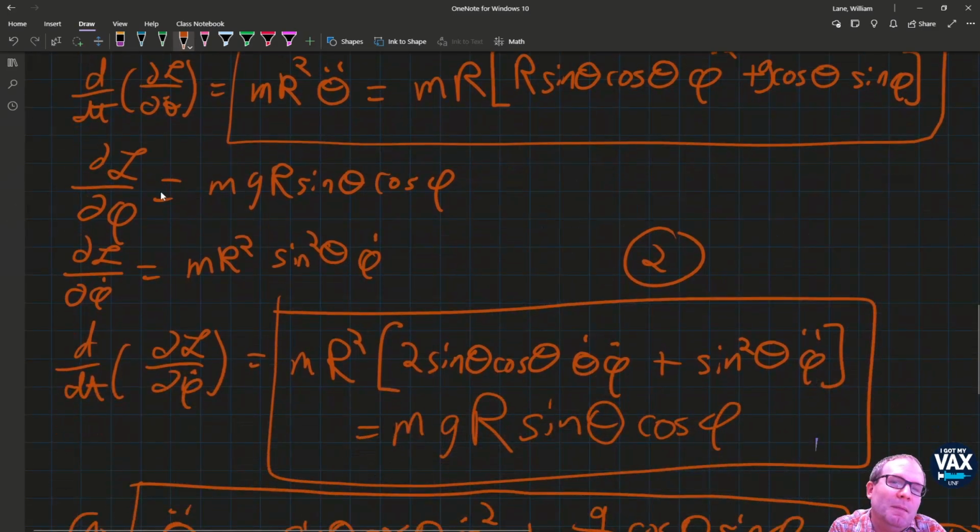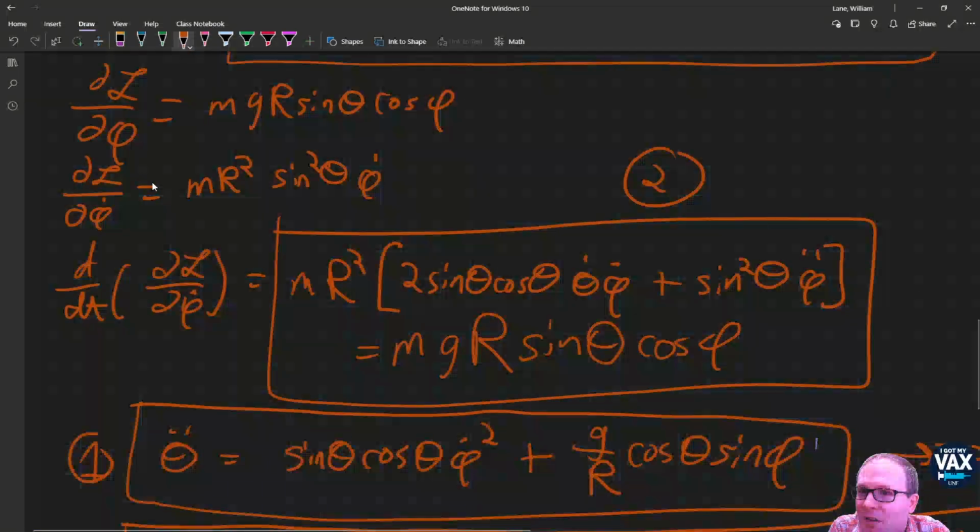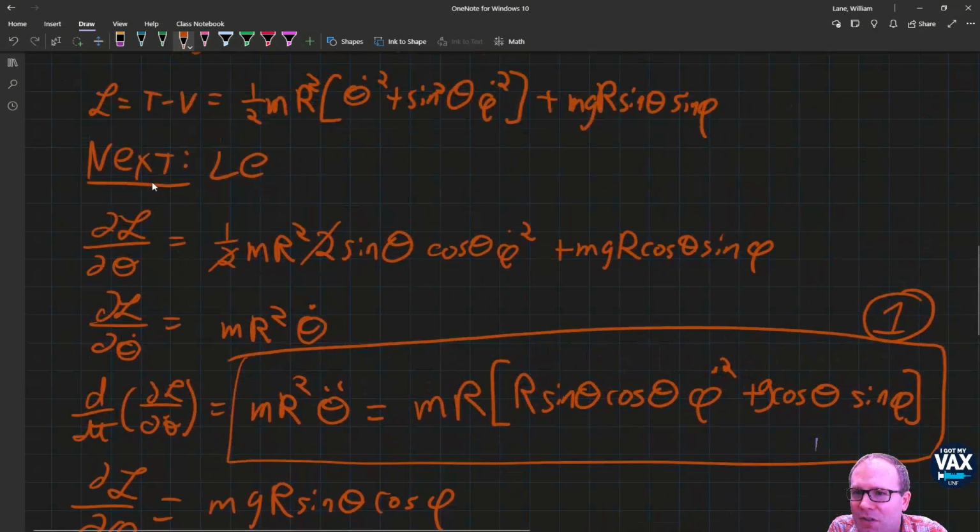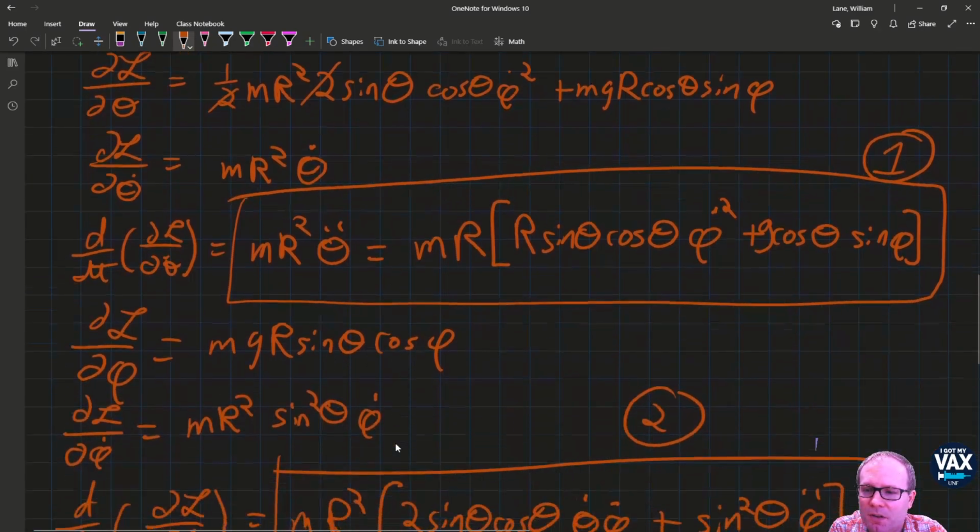Now let's repeat the same process, but with phi. So if we go back up to our Lagrangian, I'm looking for anywhere there's a phi. There is a phi here in the gravitational potential energy term. So I just take derivative of sine, it becomes cosine. Again, everybody else comes along for the ride.